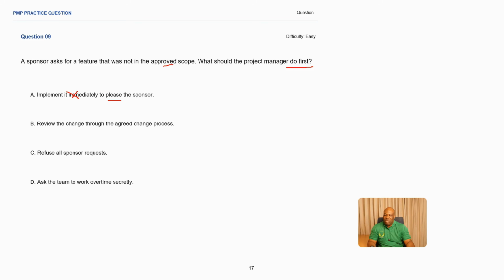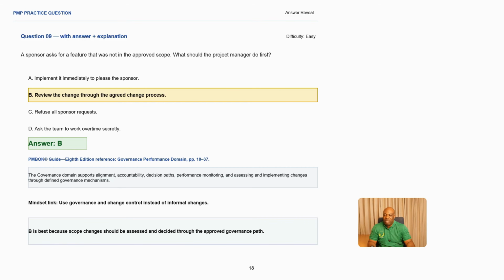Review the change through the agreed change process. This makes sense because this is coming in as a change. It was not part of scope, remember, so it's a change to scope. We leave this one out for now. Number C, refuse all sponsor requests. This does not resolve the problem, so we eliminate it straight away. Ask the team to work overtime. It is advisable that you don't ask your team to work overtime. They have to make sure that they work throughout the normal times. So B is the correct answer in this scenario.